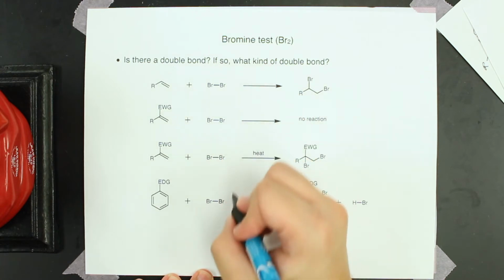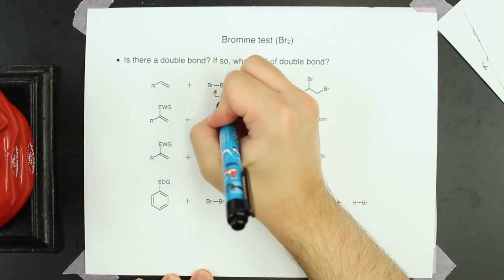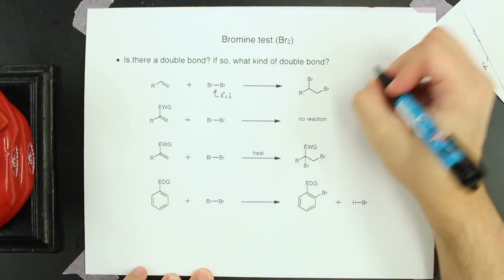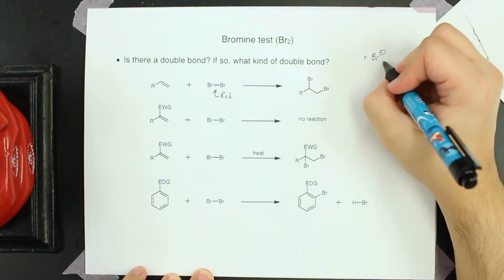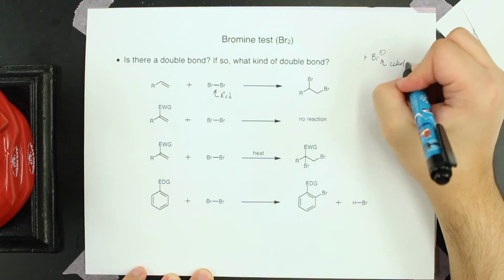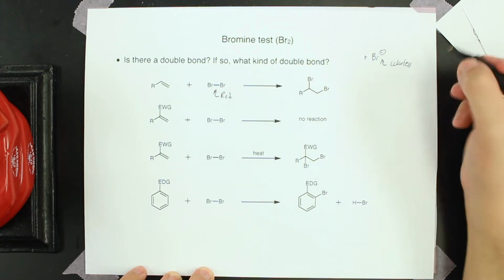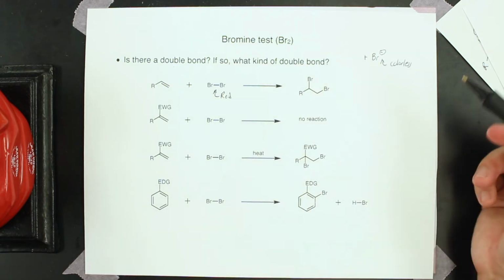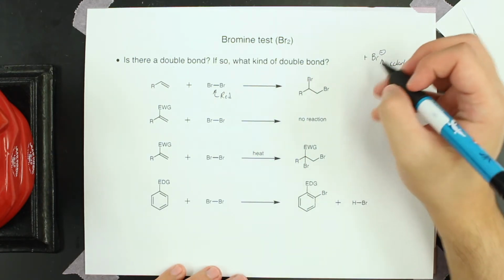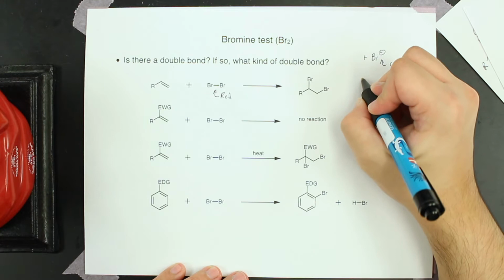So bromine, molecular bromine, is red. Keep that in mind. The bromide ion, though, when it's ionized and when it reacts, is colorless. So one indication that this bromine test is positive, in other words there was a reaction, is if it goes from red to colorless. That's a good indicator. The other good indicator is that you get a white precipitate.